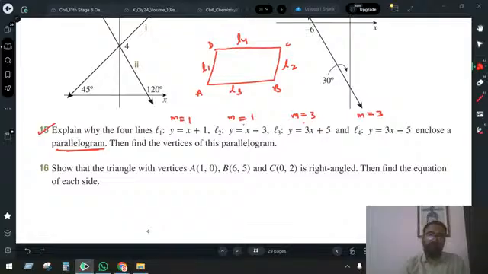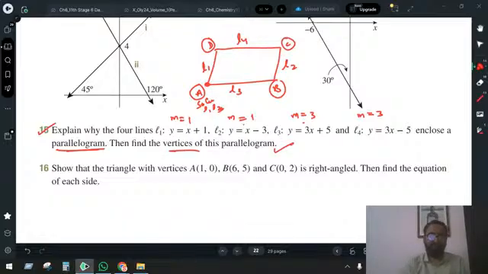To get A, you need to find the intersection of the lines. To get A, solve L1, L2 simultaneously. For B, solve L2, L3 simultaneously. For C, solve L2, L4 simultaneously. For D, solve L1, L4 simultaneously. So then you will get the four vertices, and this is a parallelogram.